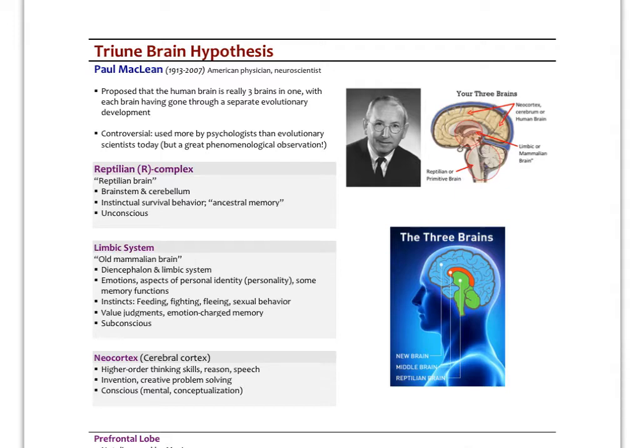The next evolutionary development in the brain is what MacLean referred to as the old mammalian brain. Today we relate this to the limbic system, and this includes the region known as the diencephalon, which I'll get into in just a minute, and the lower parts of the cerebral lobes. This is the seat of our emotions, aspects of our personality, a lot of our memory functions. This is where the hippocampus is with memory formation, the seat of our instincts, our feeding, fighting, fleeing, and sexual behavior. This is all regulated by areas such as the hypothalamus, and so forth.